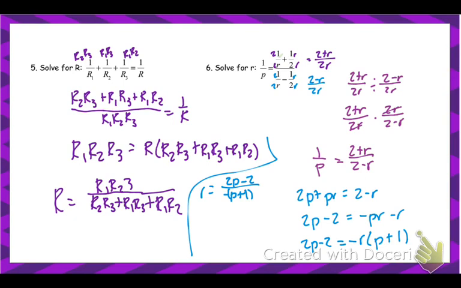Now again, with something like this, you've got a lot of different ways that you can write this. So it's possible to have a correct answer that just looks a little bit different. For example, if I move that negative up to the front or to the top, I could rewrite this as 2 minus 2p over p plus 1. That's still a correct answer, it's just a different way of writing it. So keep that in mind whenever you're solving these literal equations.